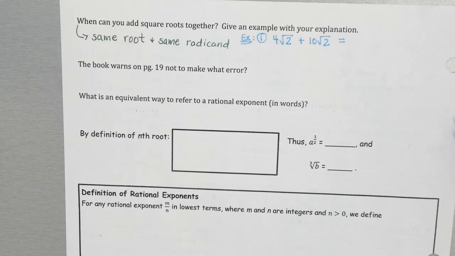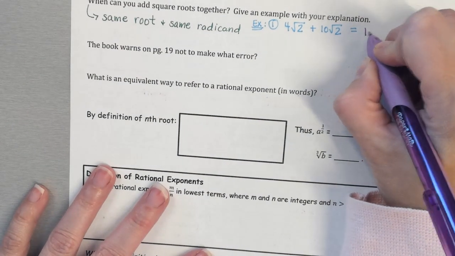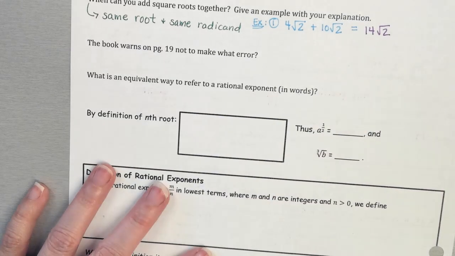So if they have the same root and the same radicand, do you guys remember the rule? What do you add together? Yep, you just add the numbers in front of the radical. So the radical stays the same. It's very much like adding variables. So 4x and 10x would be 14x. It's just we don't have x, we have root 2. So this would just be 14 root 2.